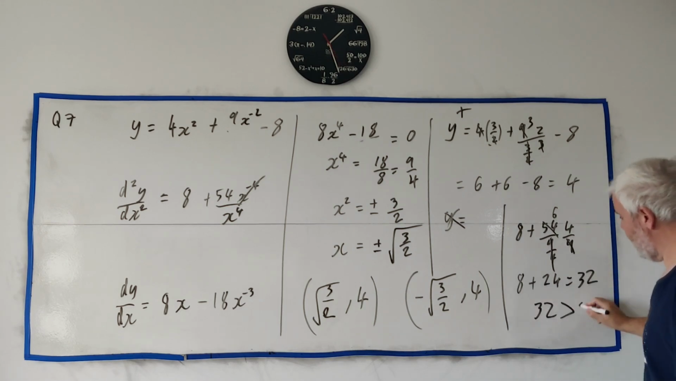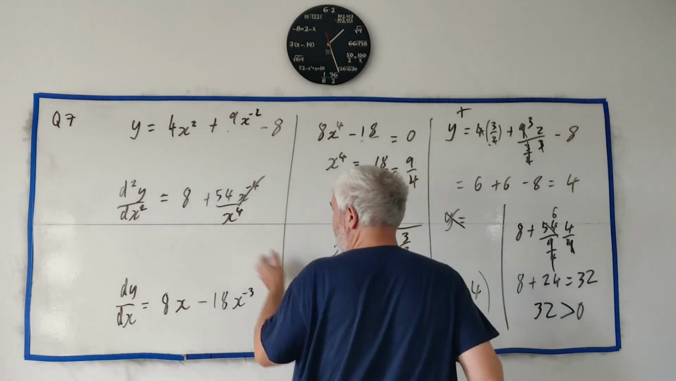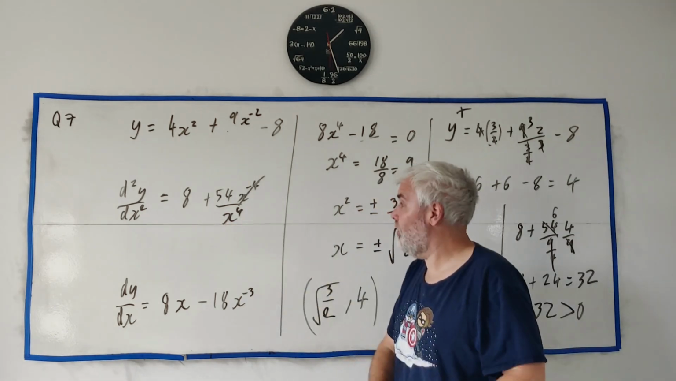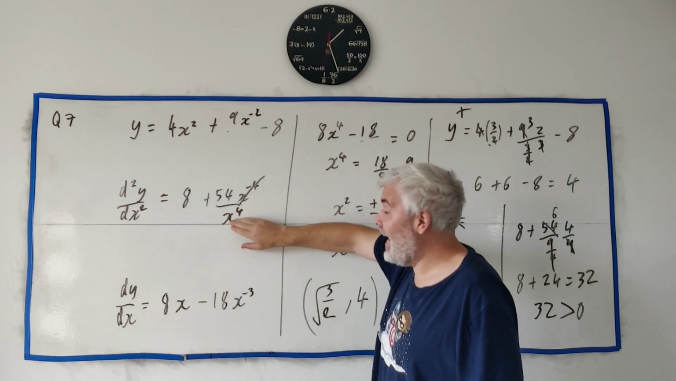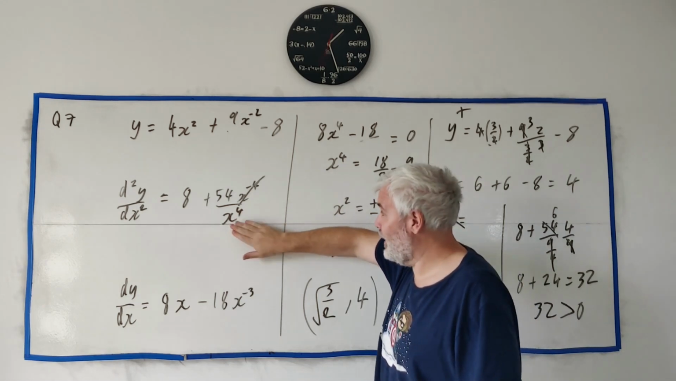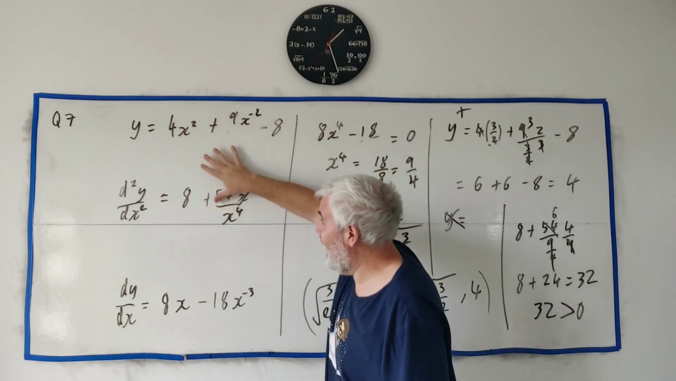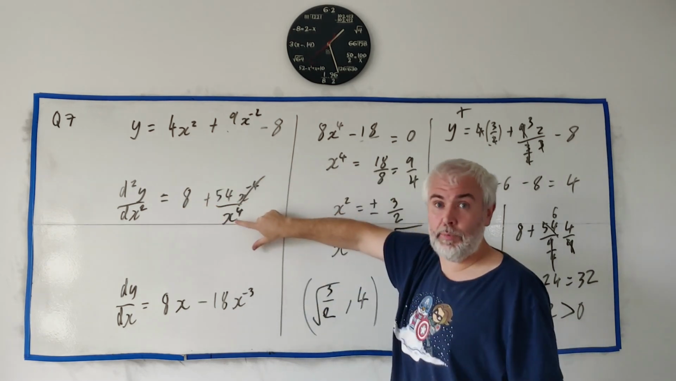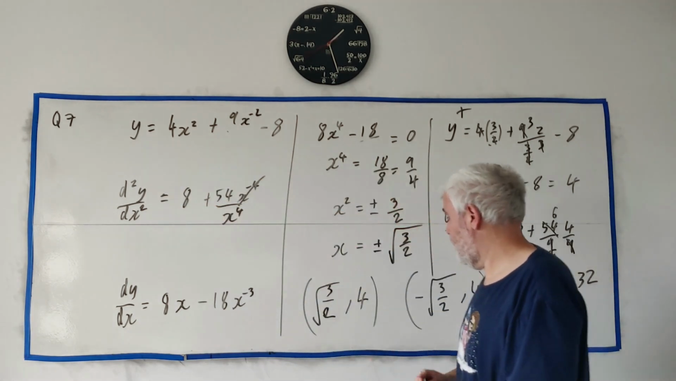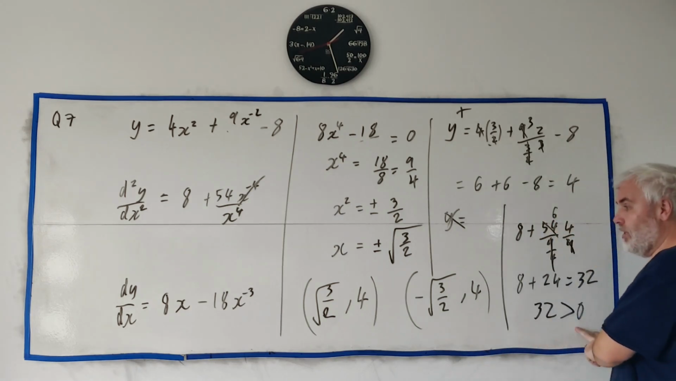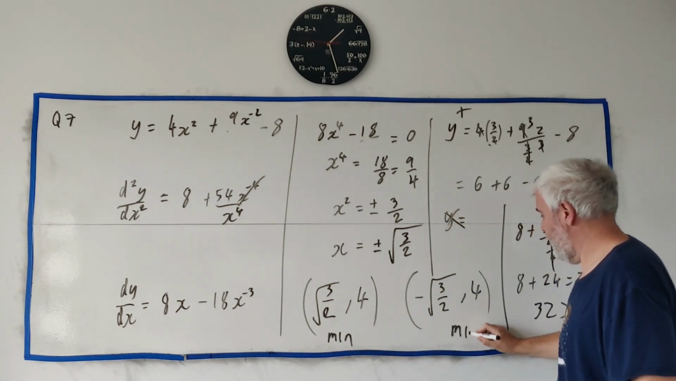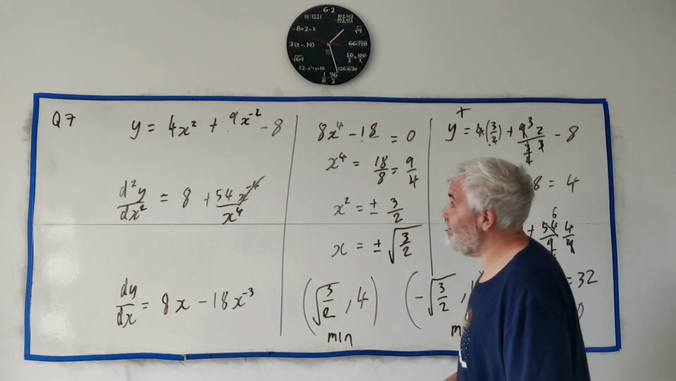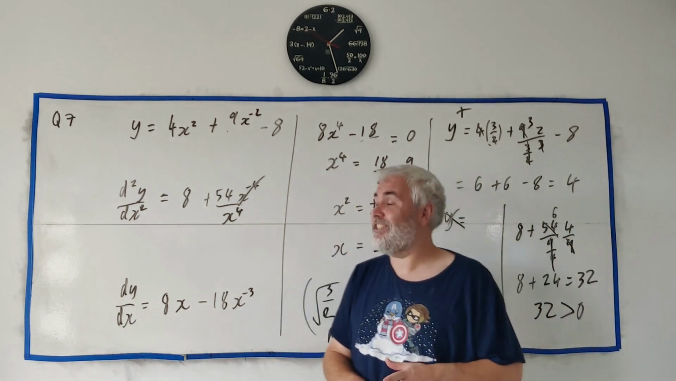32 is bigger than 0. But I knew already, from this one here, I know it's bigger than 0. 8 is bigger than 0. 54 is bigger than 0. And x, anything to the power of 4 is bigger than 0. This all has to be bigger than 0, no matter what we put in here. So if the second derivative is bigger than 0, that has to be a minimum. That has to be a minimum. And that's the answer to question 7.